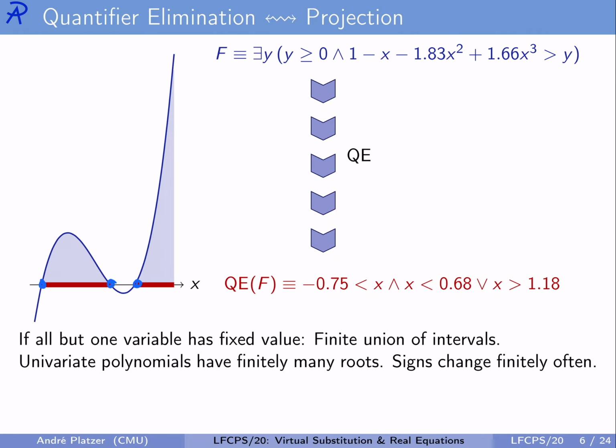And because if we only have univariate polynomials, all of them can only change signs in finitely many places, which means the answer, even though it might be hard to construct, must be of the shape that it's a finite union of intervals, which is one of the defining principles that we will be using.